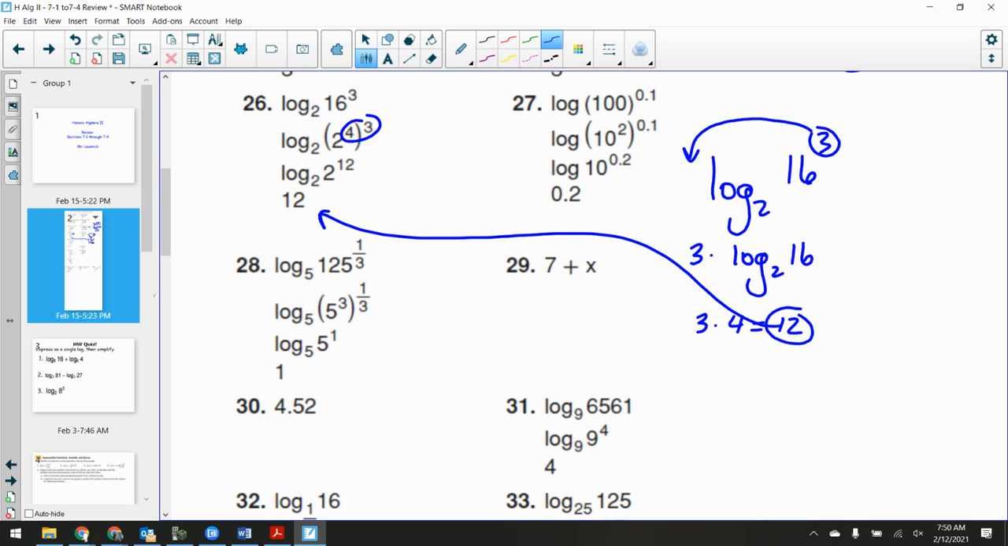Again, there's going to be a lot of different ways. If you don't understand the work that they're doing on the board, please ask me and say, hey, I did it this way. Is that okay? Because like 28, I think it's really weird that they're trying to make 125 into 5 to the third. I would have definitely brought that 1/3 down in front and said 1/3 log base 5 of 125, because I can calculate log base 5 of 125. It is 3. 1/3 times 3 would just get us our 1 again. Okay.